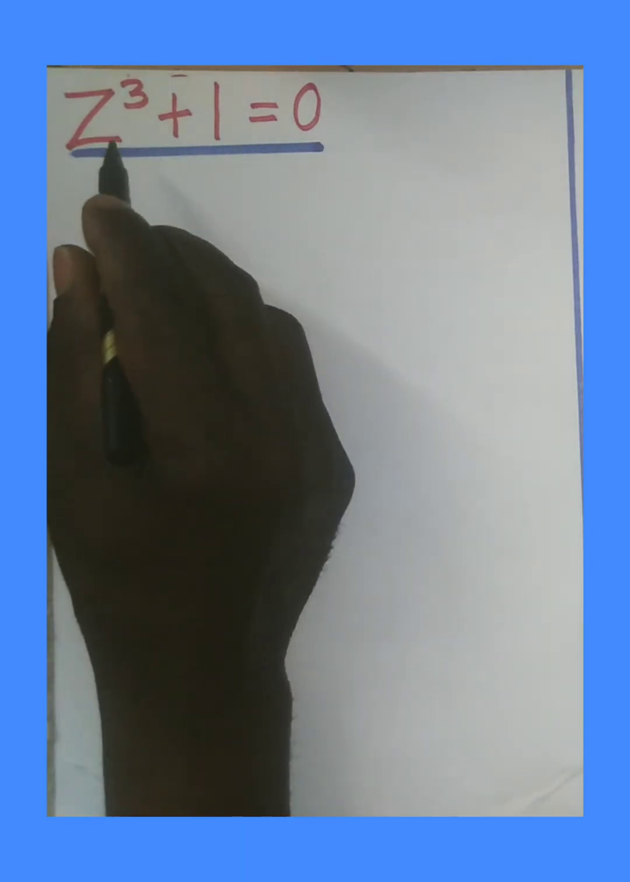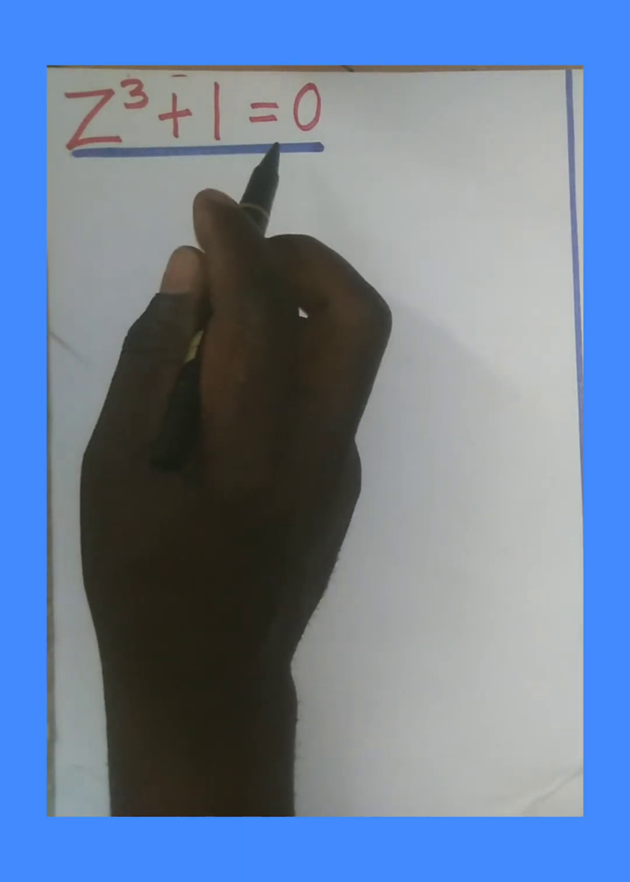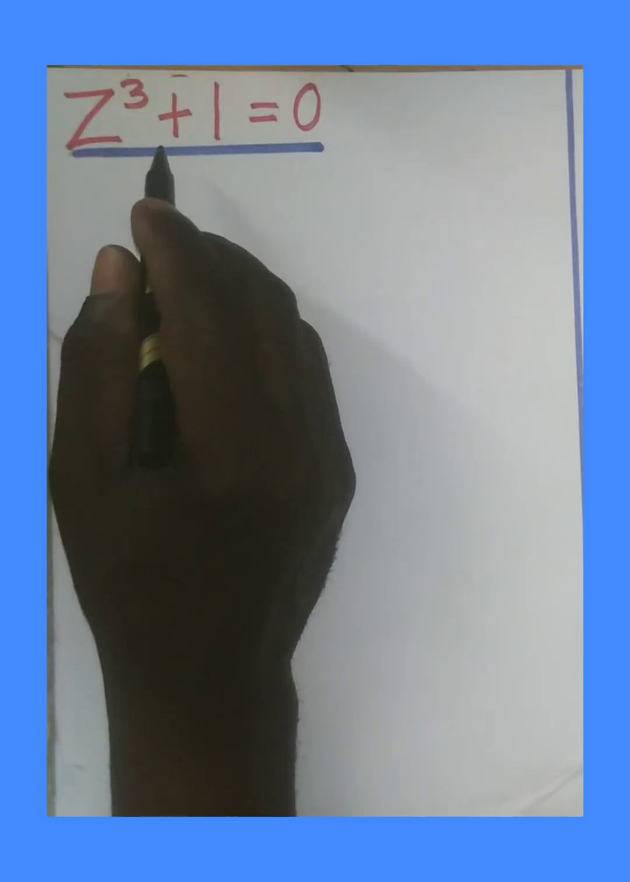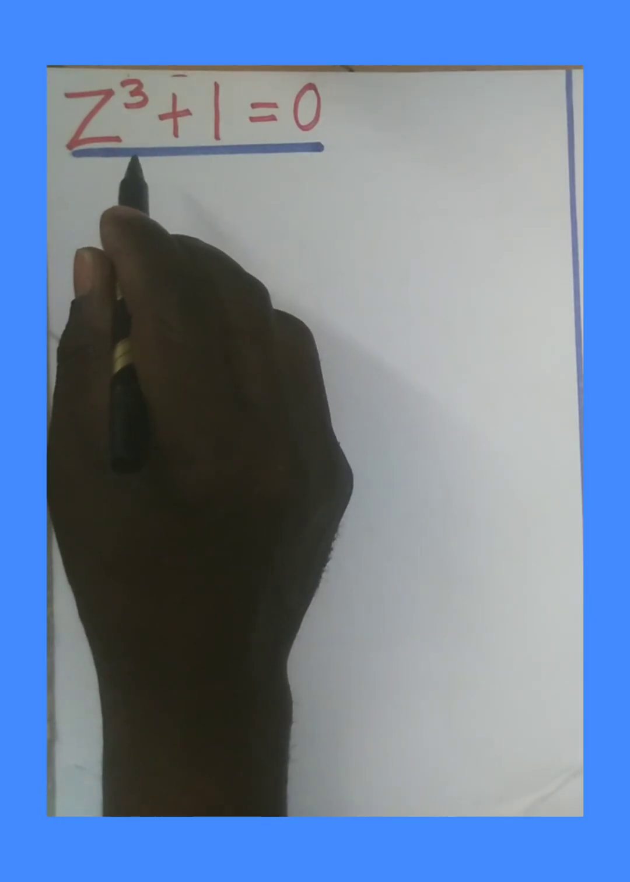Let us use the equation z cubed plus 1 is equal to 0 to compute the 3 cube roots of minus 1 using complex numbers.